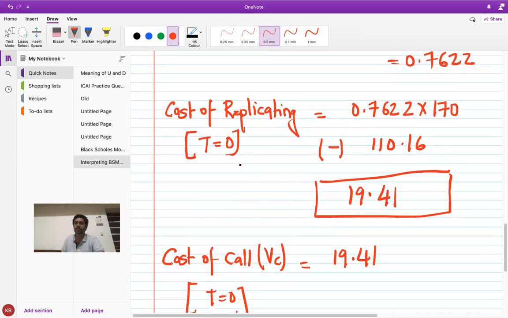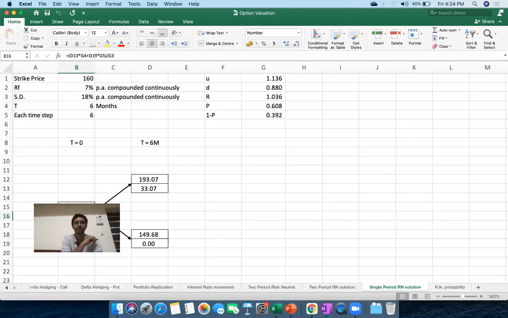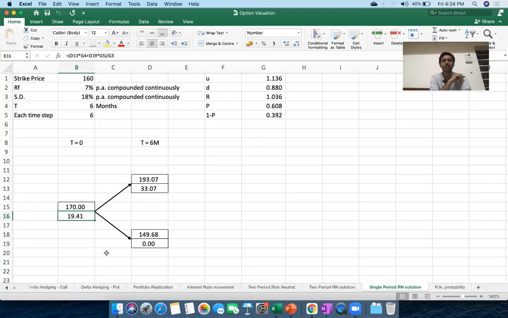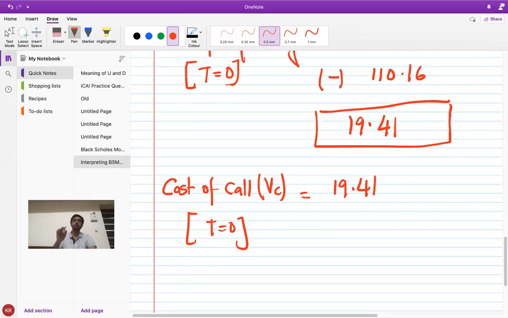Okay, so the cost of the call option is 19.41, and we knew that the cost of the option should be 19.41 because we already calculated it using the risk neutral method. So as per the single period binomial model replicating portfolio, the cost of a call option is 19.41.